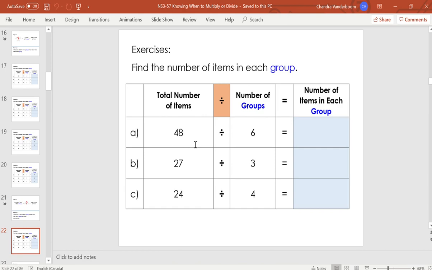If we have 48 items altogether, and we know that it's divided into 6 groups, how many are going to be in each group? Well, we can do 48 dots or 48 lines, and we can circle them into 6 groups and see how many are in each group. But we can also just do our skip counting. Let's say we're going to skip count by 6s, and we use our fingers for this again.